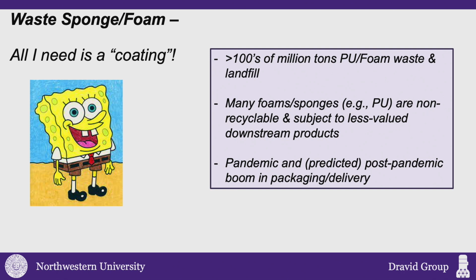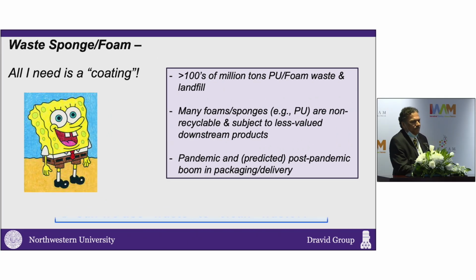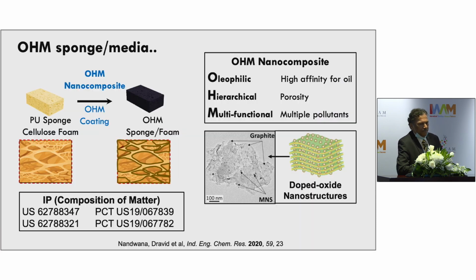There are many types of sponges: polyurethane, cellulose, there are different kinds. And of course, we expect this delivery and the material will continue in the post-pandemic world. So the idea is a provocative one. Can we use waste product itself as a value added to clean the waste? And oil is one, and I'll show you several such examples.